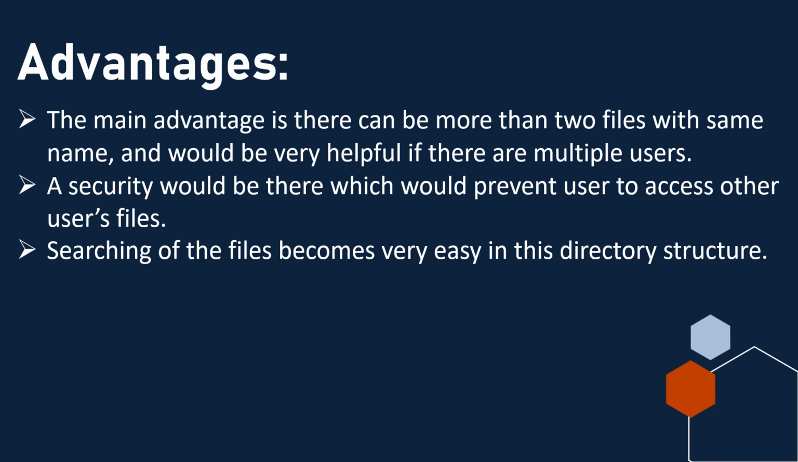Advantages of the two-level directory are: the main advantage is that there can be more than two files with the same name, which would be very helpful if there are multiple users. The security would be there, which would prevent a user from accessing other users' files. Searching of the files becomes very easy in this directory structure. There can be two files with the same name in two different user directories. Since they are not in the same directory, the same name can be used.